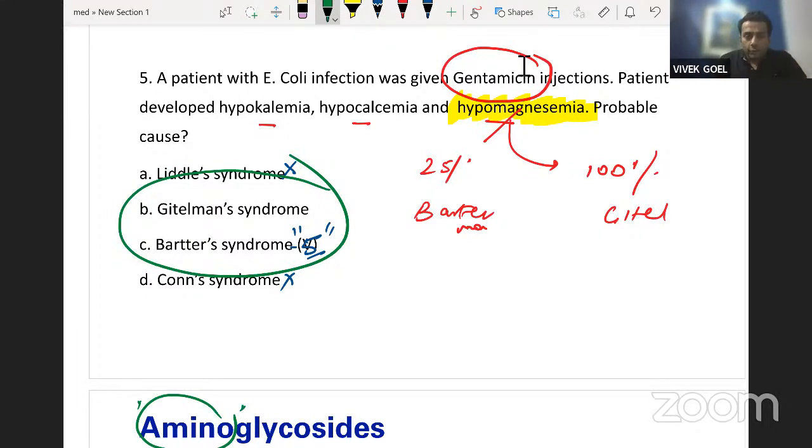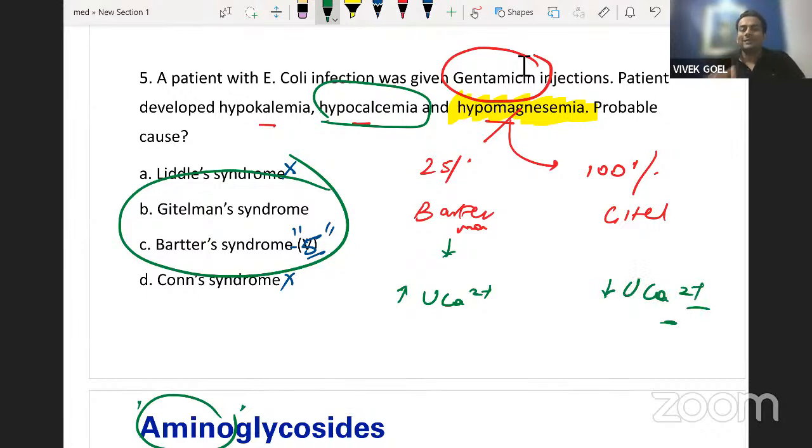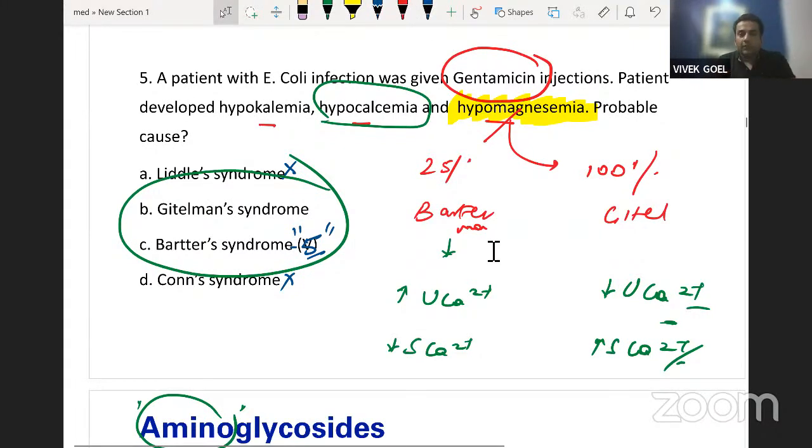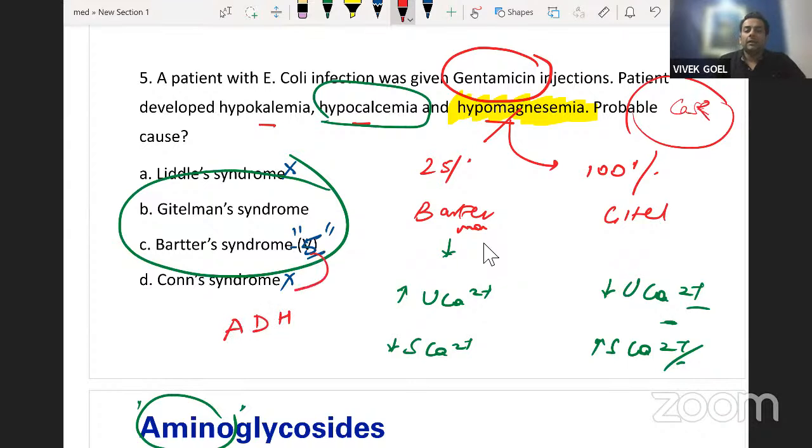But if you were smart enough, you would have caught hold of this hypocalcemia. You know that Bartter syndrome causes what? It causes hypercalciuria, whereas Gitelman causes hypocalciuria. Somebody who is having hypocalciuria can't cause hypocalcemia. It will actually lead to increased serum calcium. Now, usually Bartter's does not cause hypocalcemia. Here comes the role of Bartter's type 5, because Bartter's type 5 is the gain of function mutation of the calcium sensing receptor on the basolateral aspect of the thick ascending loop of Henle. And that is why it is also known as autosomal dominant hypocalcemia.